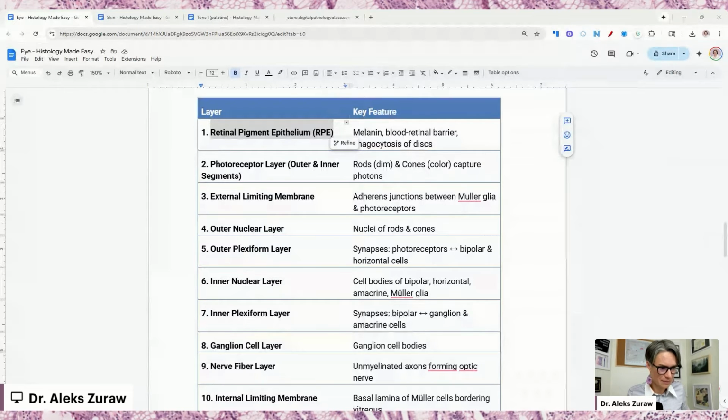Sorry. Can I share two screens? No, I cannot.